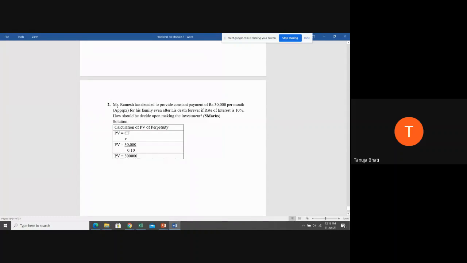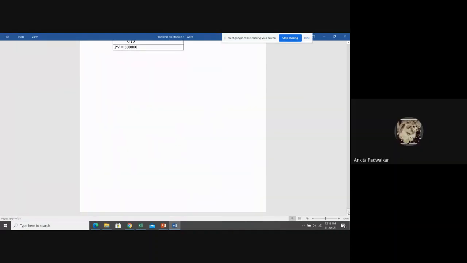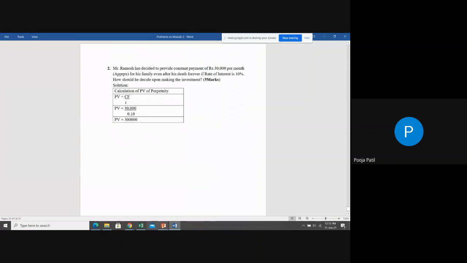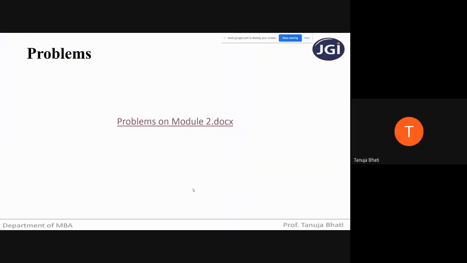Is this problem clear to everyone? Yes, ma'am. Okay. So students, we have solved problems which are falling under this module, module number 2, from the previous year's question papers. So by now you'll have understood what kind of problems can fall under module number 2.